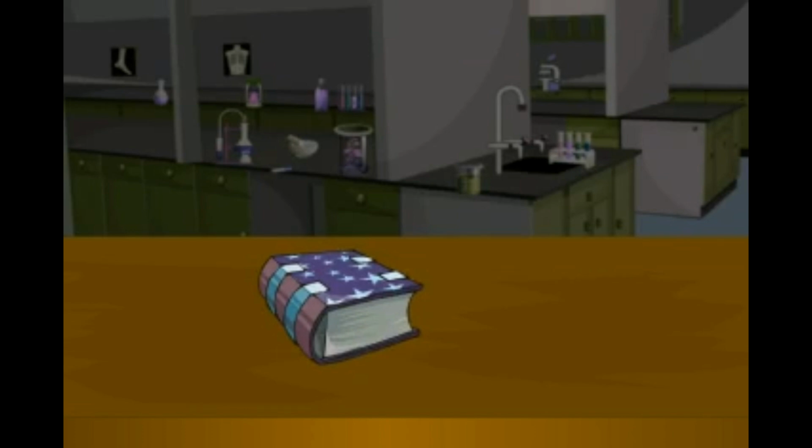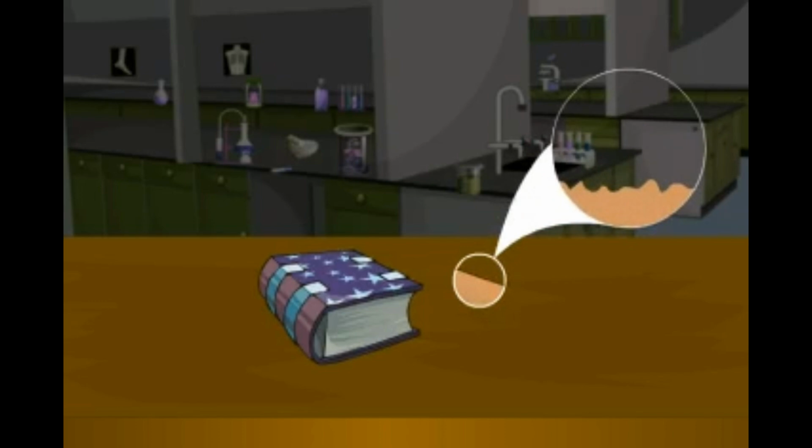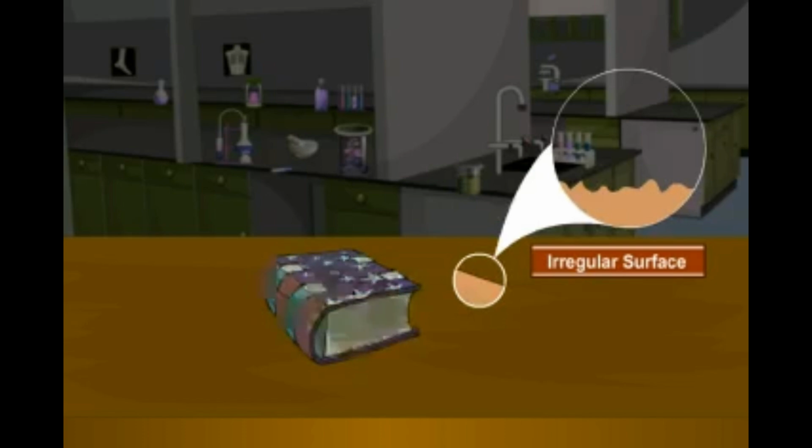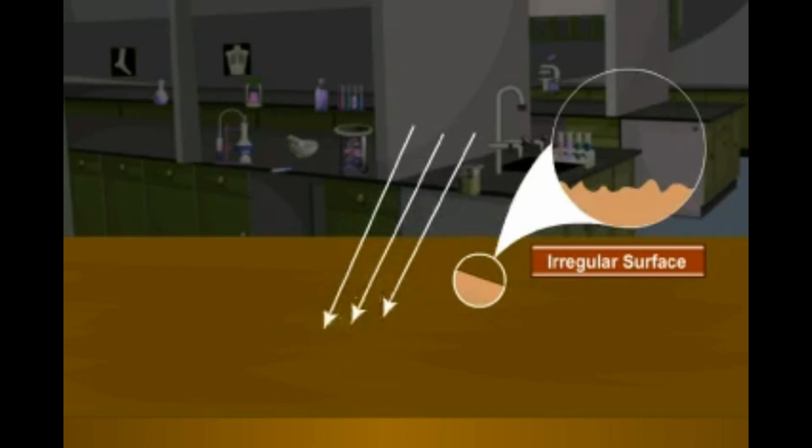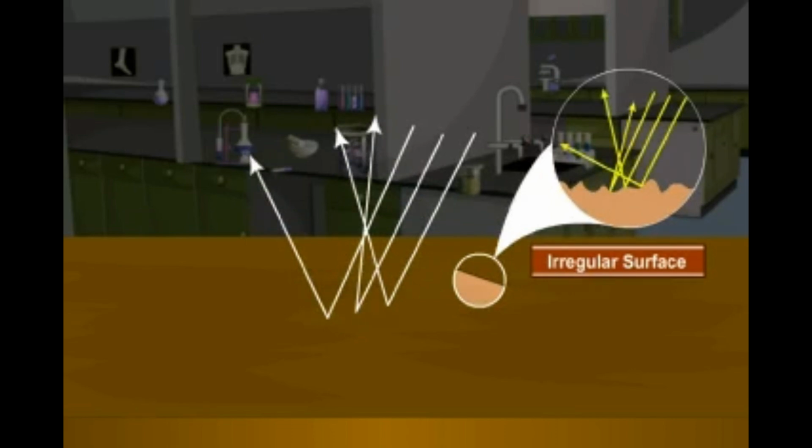Objects that we usually come across in our daily lives do not have smooth surfaces. Now these types of surfaces are called irregular surfaces. Do you know how light rays get reflected by the surfaces of these objects? Well, when parallel light rays fall on an irregular surface, let's say on a table surface, the reflected rays do not remain parallel to each other.